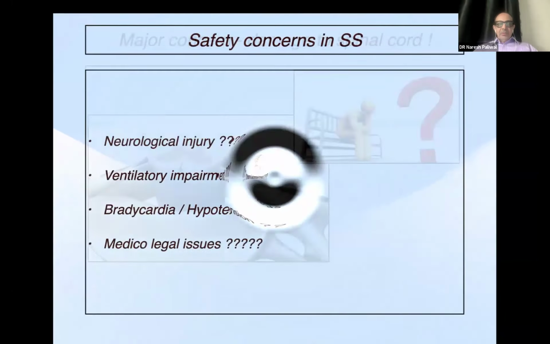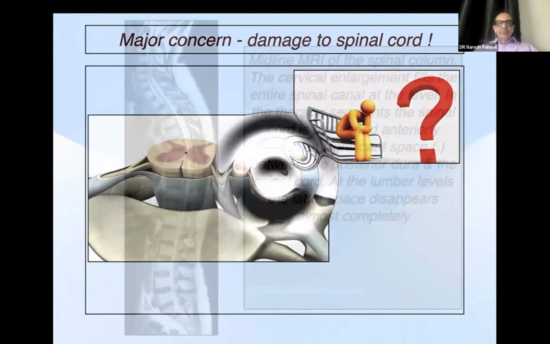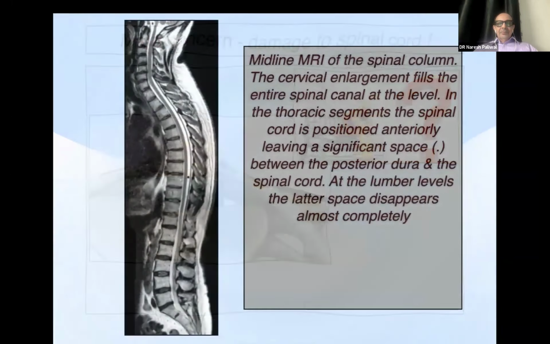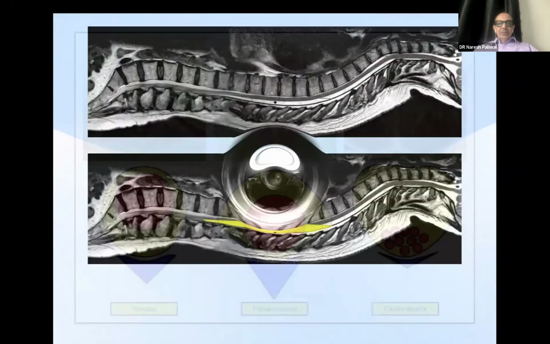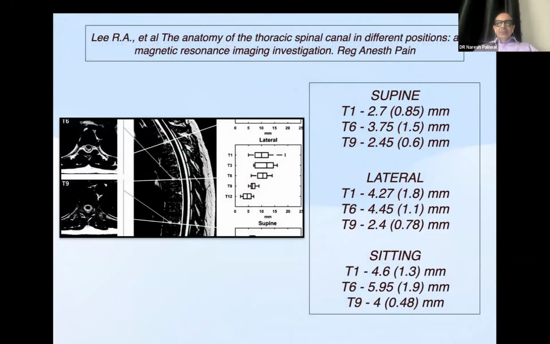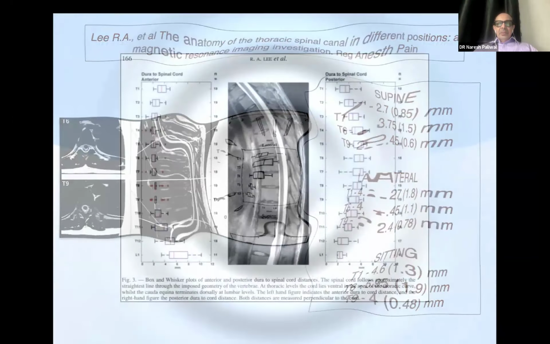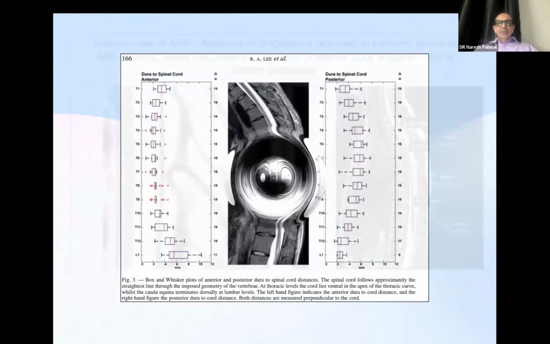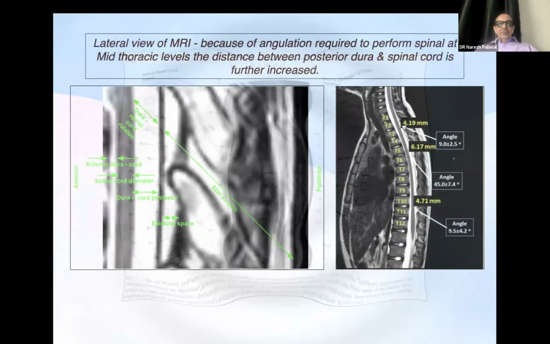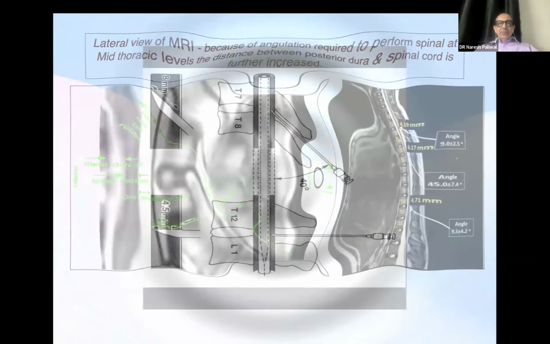Now, Shirish has covered all this, so I will skip this. Only the relevant images, if they are not presented, I'll talk about that. Here, the spinal cord sits ventral in the apex of the thoracic curve. When you ask the patient to flex the spine, it goes more ventrally. This everything has been covered.